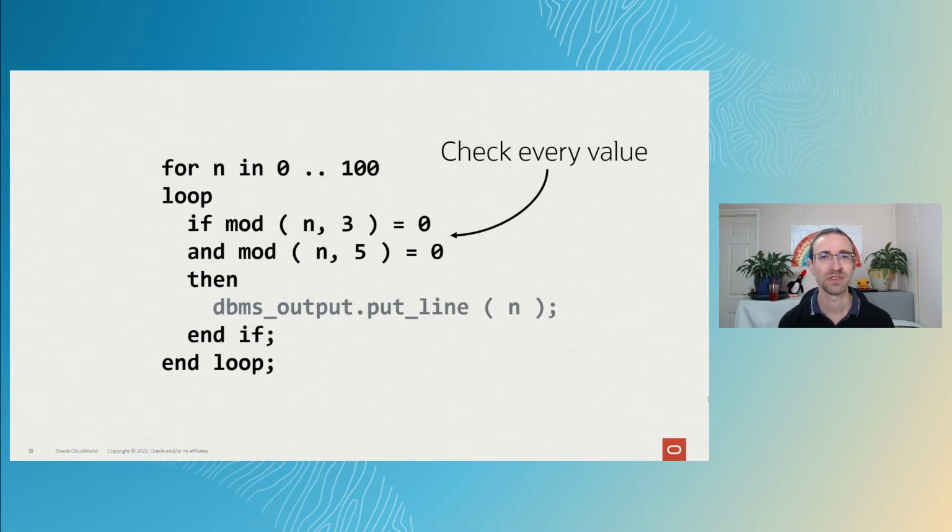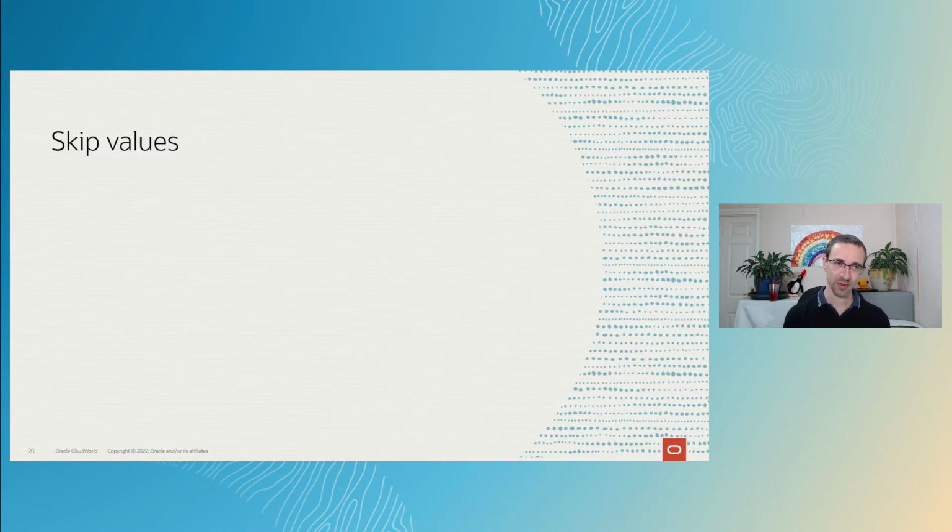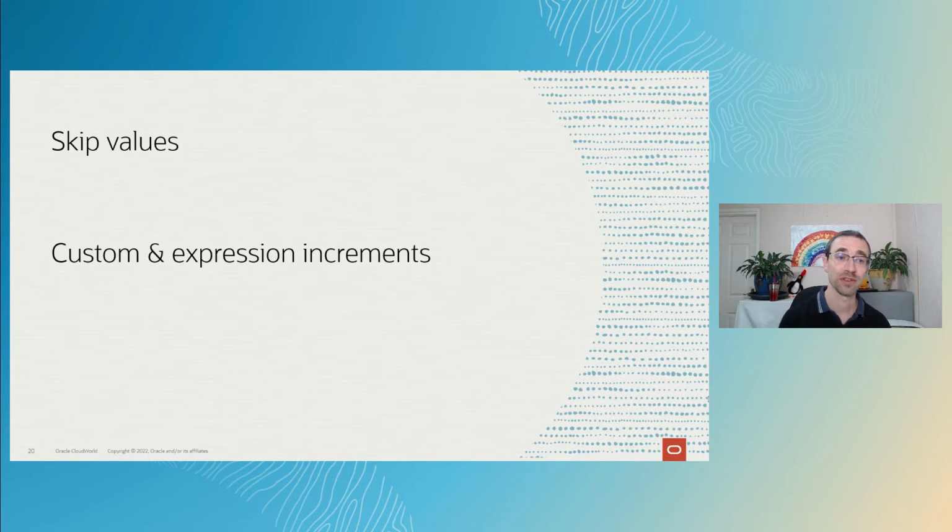Fortunately, in 21c, there is a whole stack of improvements to loop controls, which means we can find better ways to solve this problem. First up, we can now skip through values, not executing the loop body for certain values. Or, we can change how much we're incrementing by. By default, loops always increase by 1 each time. We've now got the ability to define custom increments.